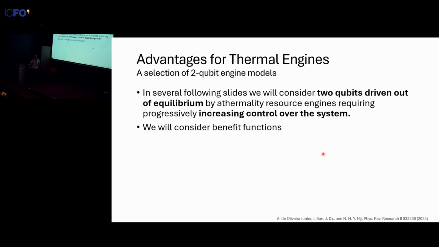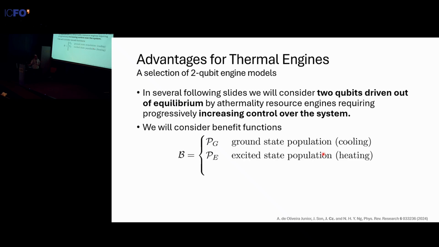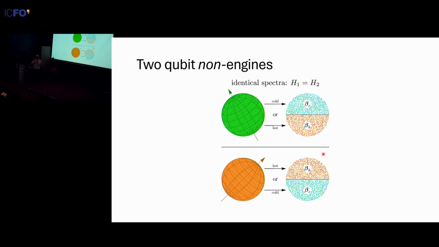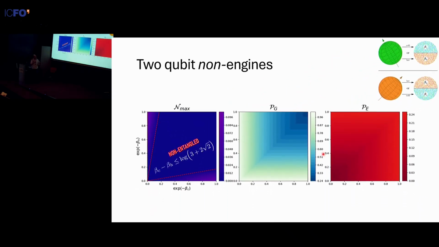Now, very quickly, because I am running out of time and in the interest of our lunch, we will consider pictorially 3 benefit functions: ground state population, excited state population, and negativity of entanglement, which is obtained assuming that at the last step we have common control over 2 qubits. Pictorially, you can think about it like this for 2-qubit non-engines, which are in equilibrium with either hot or cold. We choose it locally, and this is simply our backdrop and the comparison point.